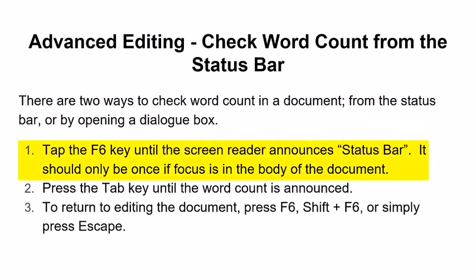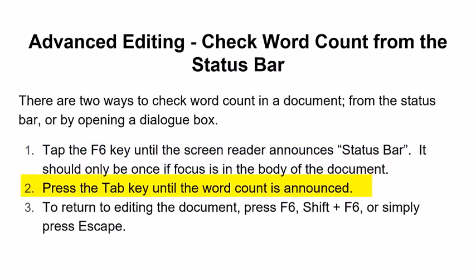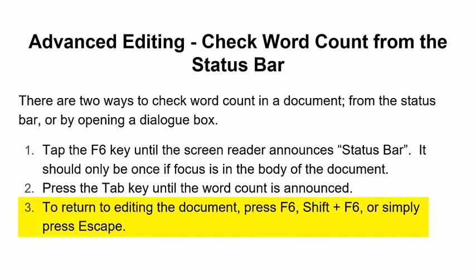Tap your F6 key until the screen reader announces status bar. It should only be once unless you have that styles menu open from the previous slide. In any case, press F6 until status bar is announced. Once there, press the Tab key until the word count is announced. To return to editing the document, press F6 or Shift F6 or Escape until focus is returned to the document body. The screen reader will tell you when that happens.